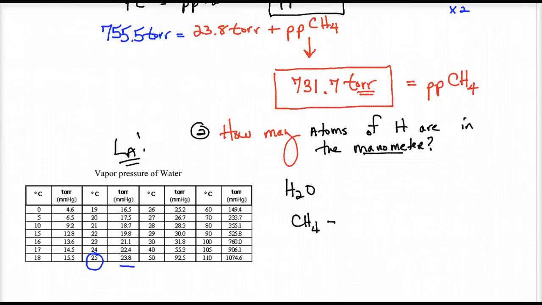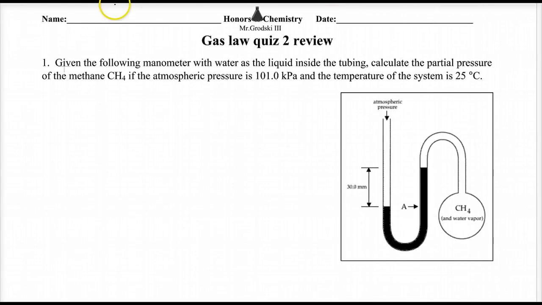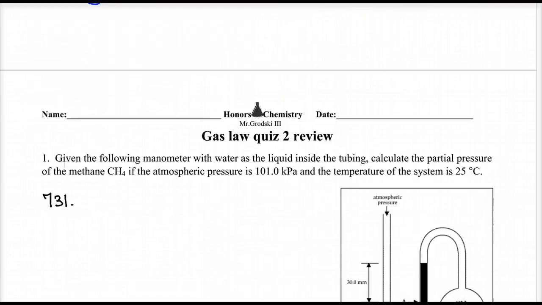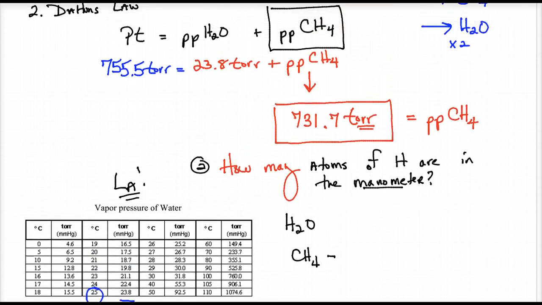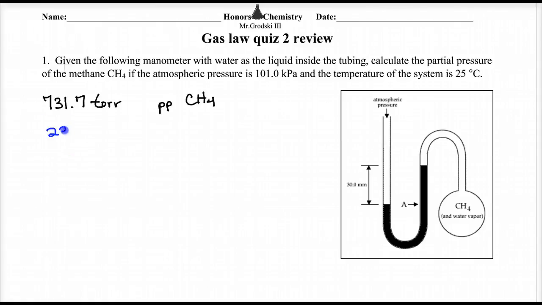So we have 731.7 torr. My short-term memory is going. Sorry, guys. That's the partial pressure of the methane. Okay, now I have 23.8 torr. And that's the partial pressure of the water.